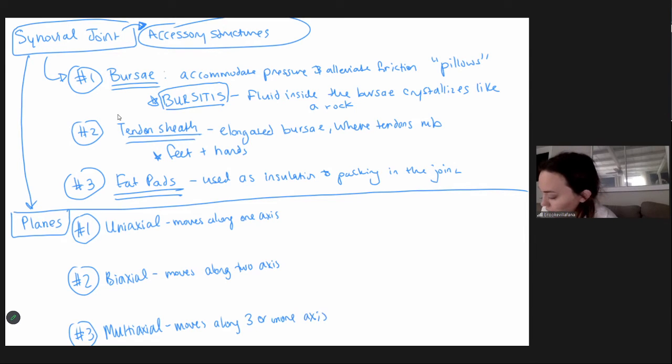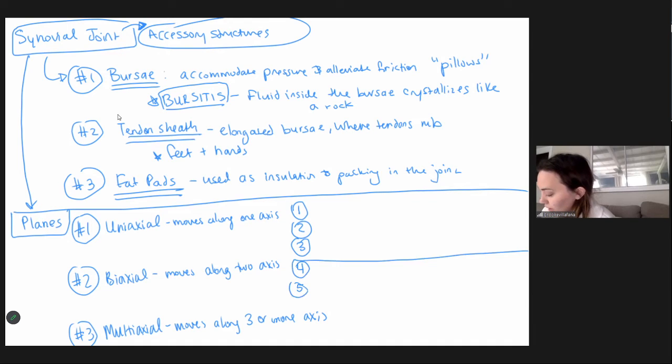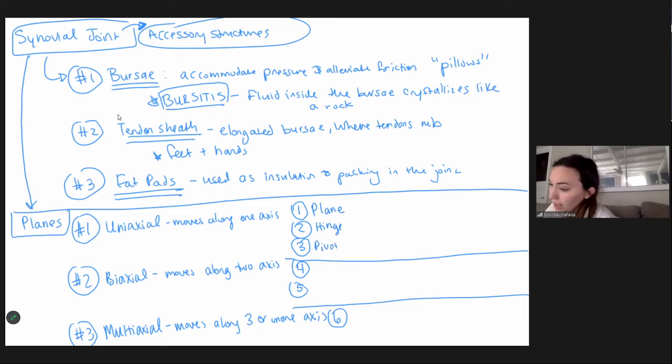So let's say that we're on uniaxial. This has 3 you need to know. And then the biaxial is going to have 2 you need to know. I'm drawing a line so you know that it's for each one. And then the last one, multiaxial, just has 1. So there are 6 altogether. So uniaxial has plane joints, hinge joints, and pivot joints. Biaxial has condylar joints and saddle joints. And then multiaxial just has 1, the ball and socket.